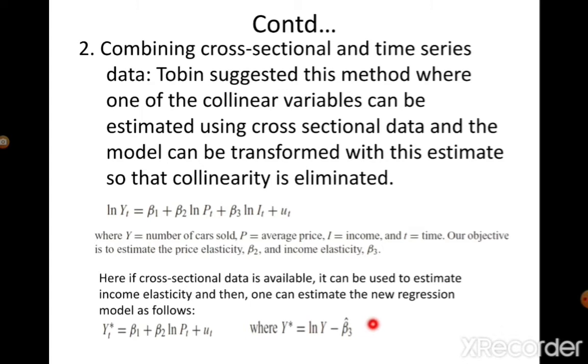So he said that in this particular model, the prices of different types of cars being sold at a point in time were available, and the income levels of the buyers were also available. So they ran a regression on the cross-sectional data of the particular year and estimated the income elasticity, then modified the model to get yt star and estimated this modified model.